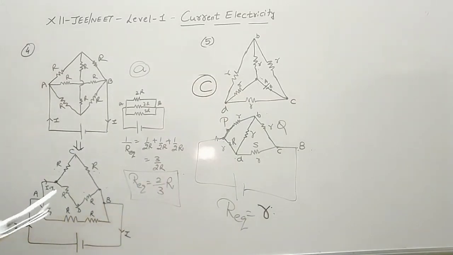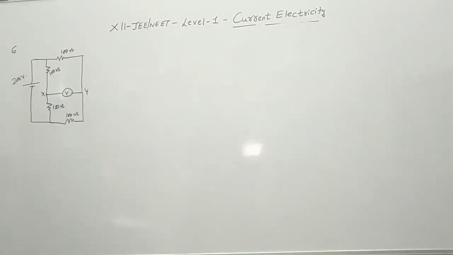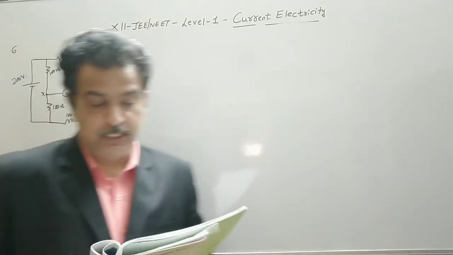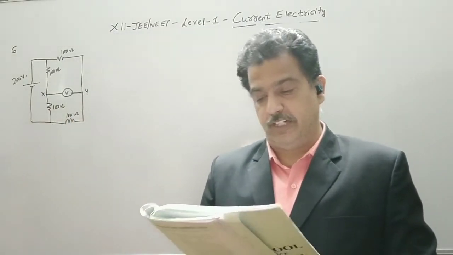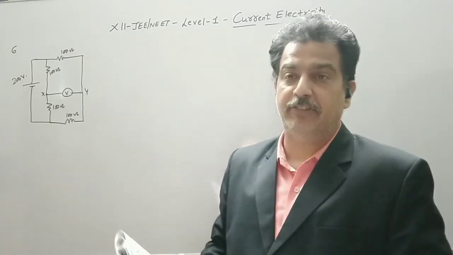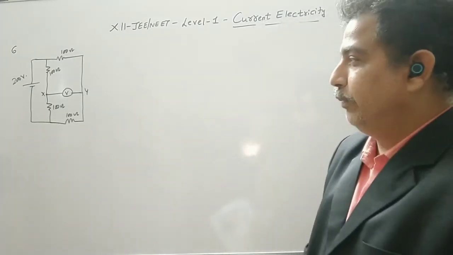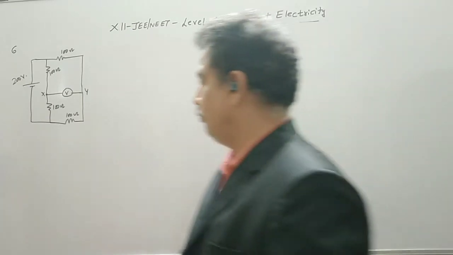So this is question number 5. Now let us see MCQ number 6. We have to find out the potential difference between point X and Y in the figure. A voltmeter is connected between point X and Y.